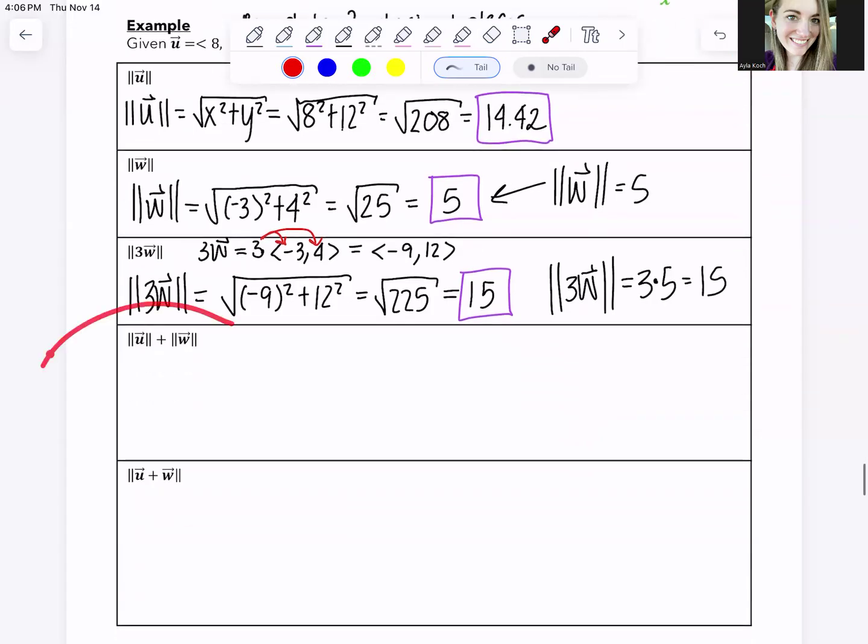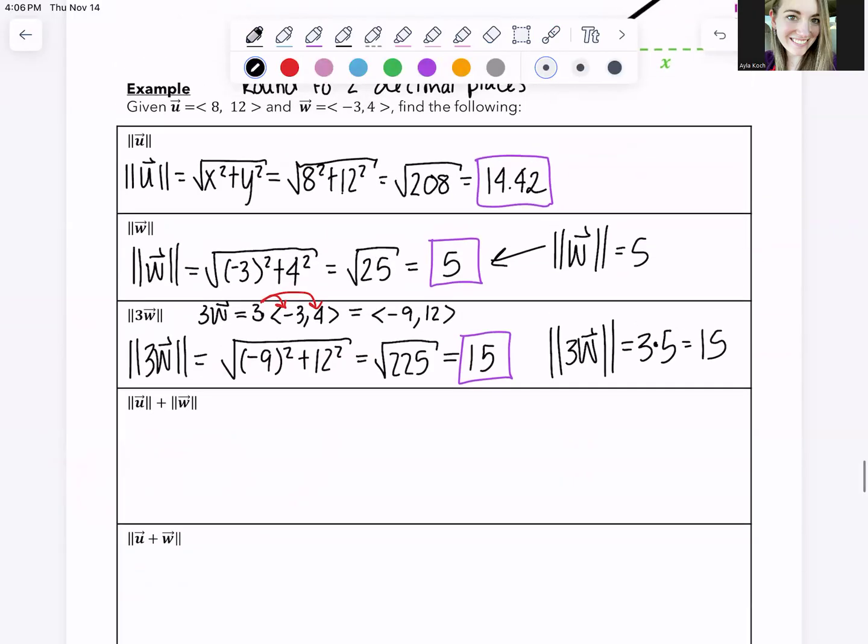All right, last thing is comparing these two here. The magnitude of u plus the magnitude of w. How does that relate to the magnitude of the vector u plus w? So first we'll do the magnitude of u plus the magnitude of w. We already did the magnitude of u. That was the square root of 208, which we rounded to 14.42. And the magnitude of w was 5. Adding those two together, we get 19.42.